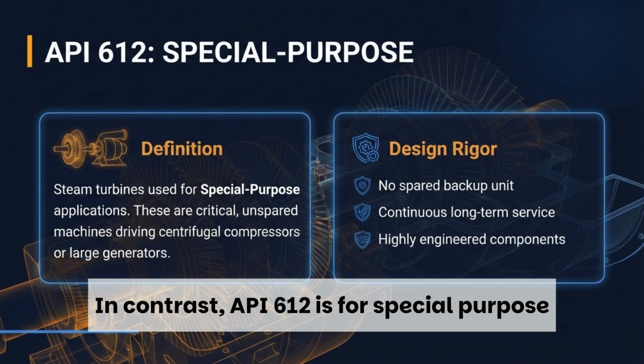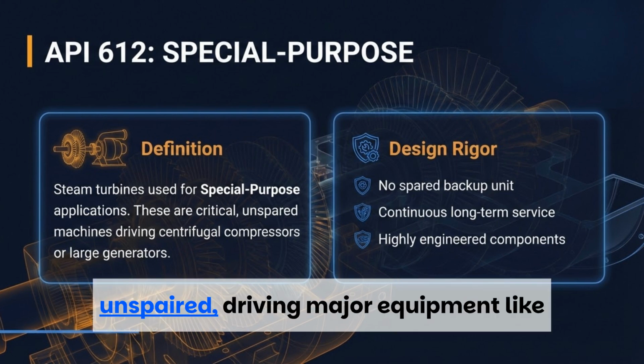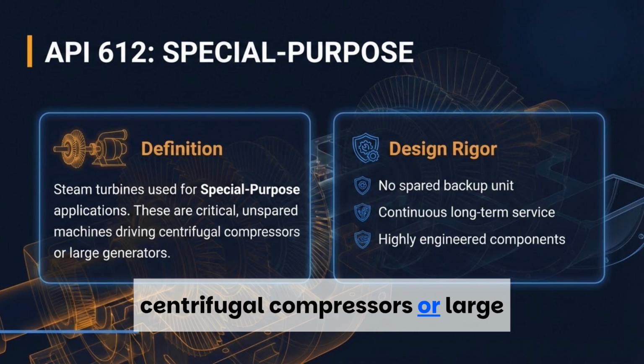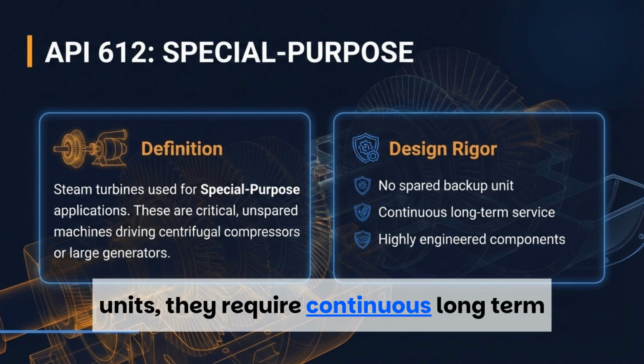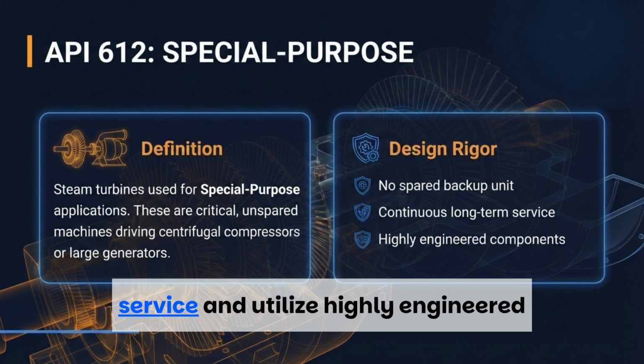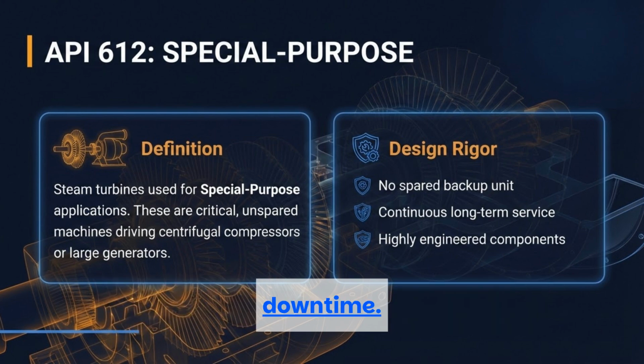In contrast, API 612 is for special purpose applications. These machines are critical and unspared, driving major equipment like centrifugal compressors or large generators. Because there is no backup for these units, they require continuous long-term service and utilize highly engineered components to prevent any unplanned downtime.